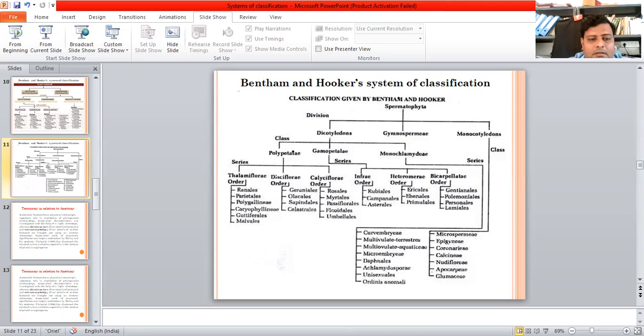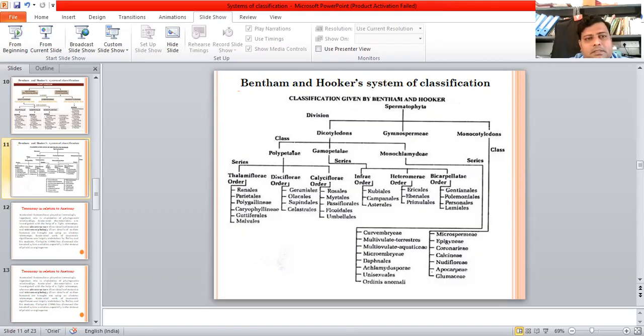In the series Bicarpellatae, the ovary is usually superior, the stamens are as many as or fewer than the corolla lobes and alternate with them, and the carpels are two, rarely fewer or more. It is further divided into four orders and 24 families.